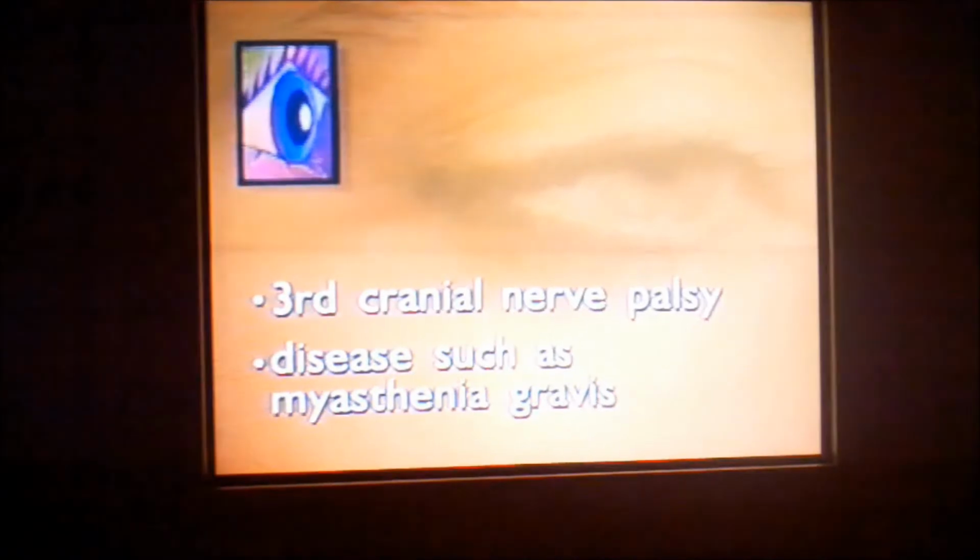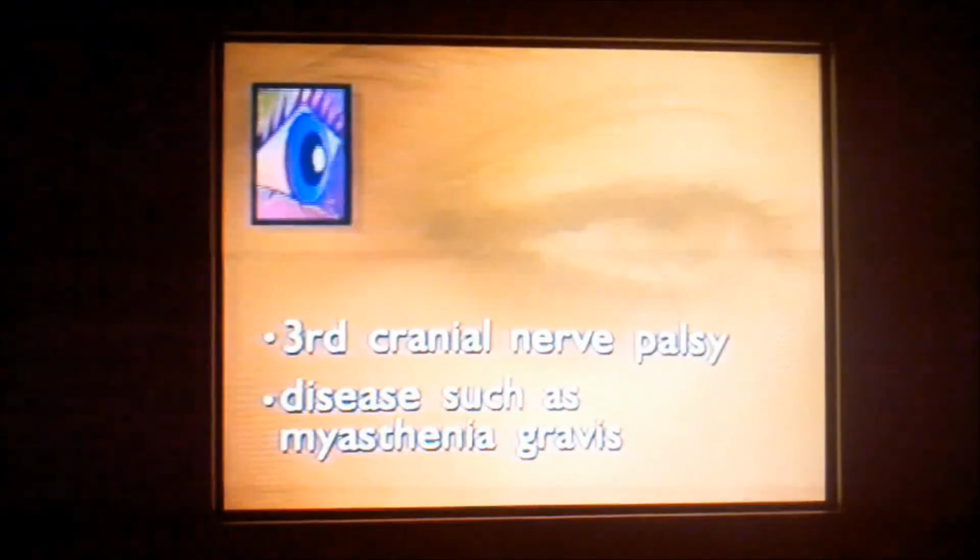Finally, look at the patient's upper eyelids for ptosis, or for the lid drooping over her pupil. Normally, there will be none. But you may note it if the patient has third cranial nerve palsy or a disease such as myasthenia gravis.